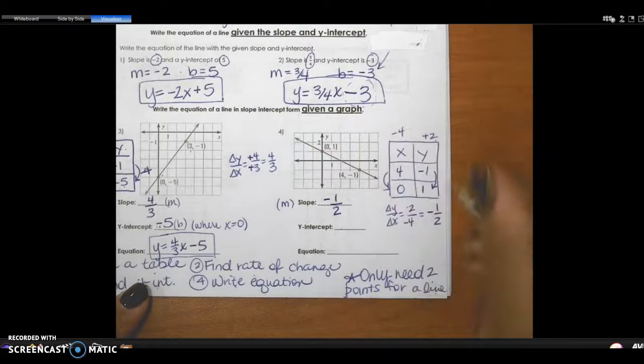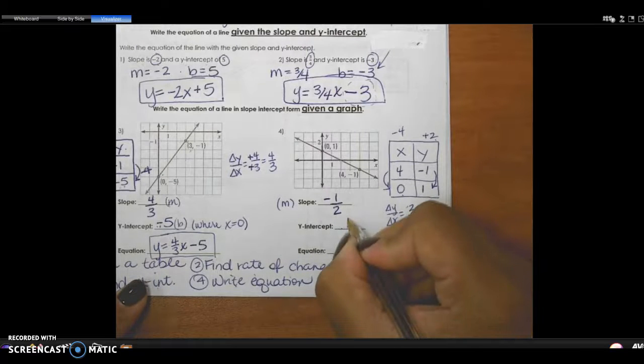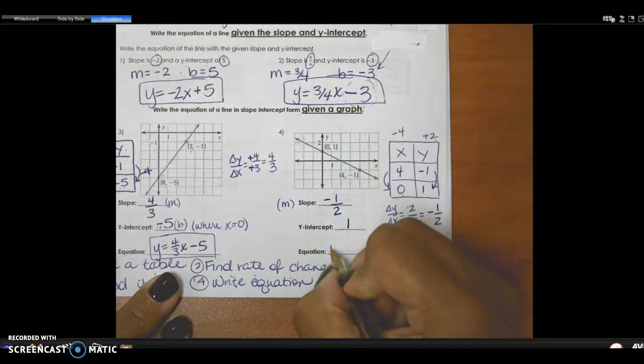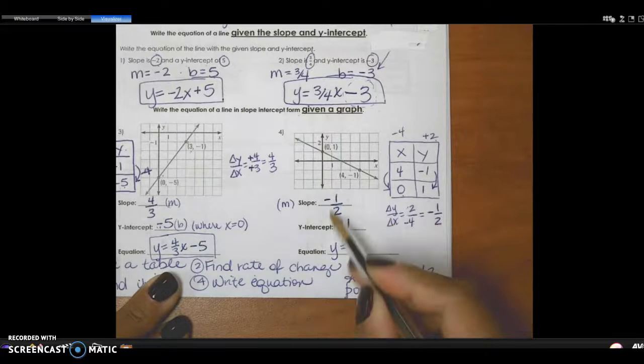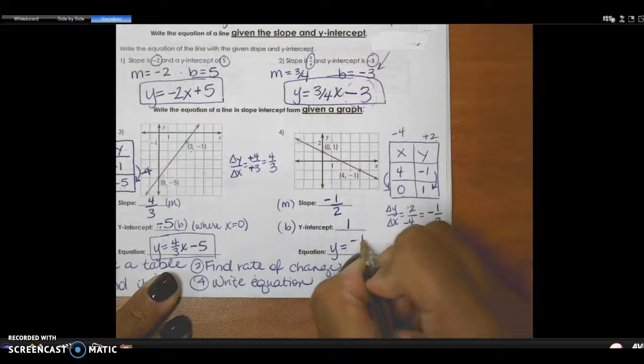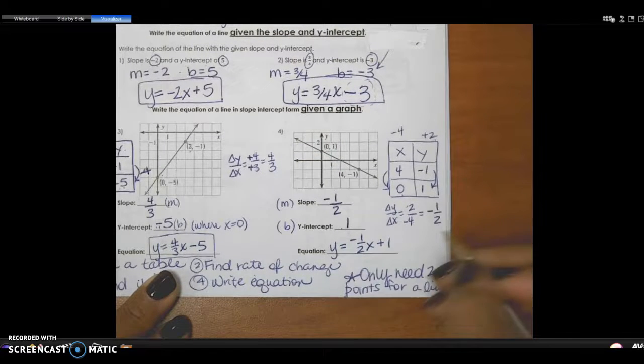My slope, which is m, is negative 1/2. My y-intercept, where x equals 0, is 1. My equation can now be y equals, what is my m? Oh, I forgot to tell you that this is b. Negative 1/2 x plus 1.